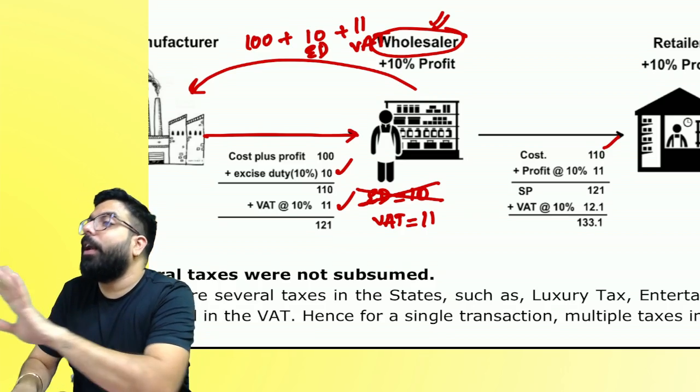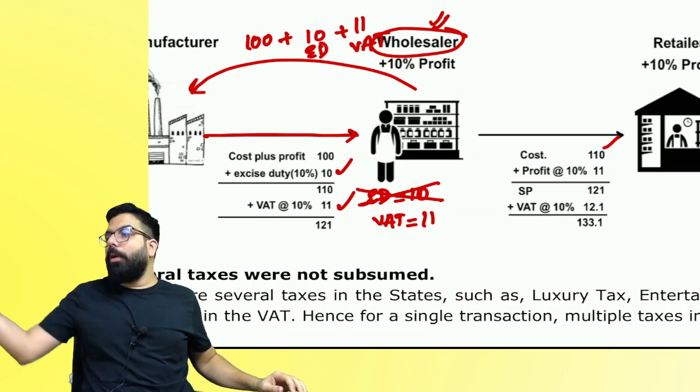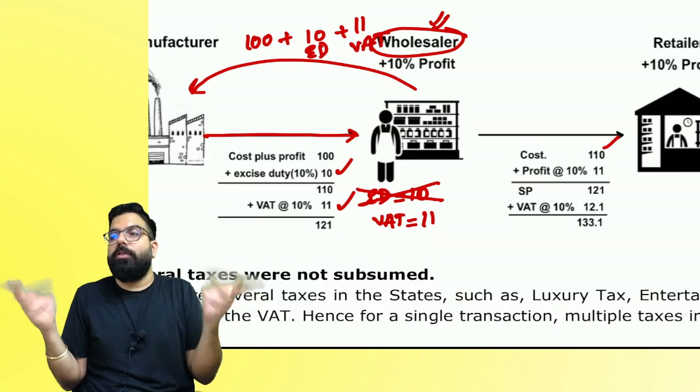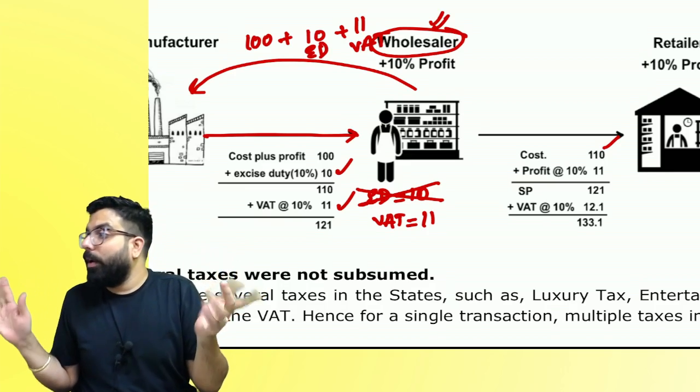Now what will happen? I will buy, I'll pay GST. I will sell, I will collect GST. No excise, no VAT, nothing. Are you guys able to understand?